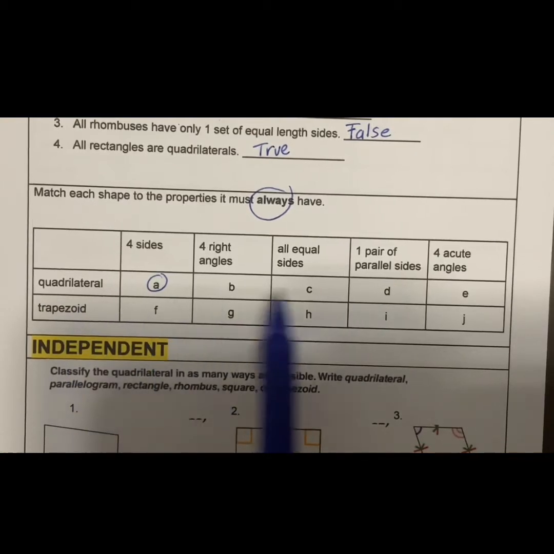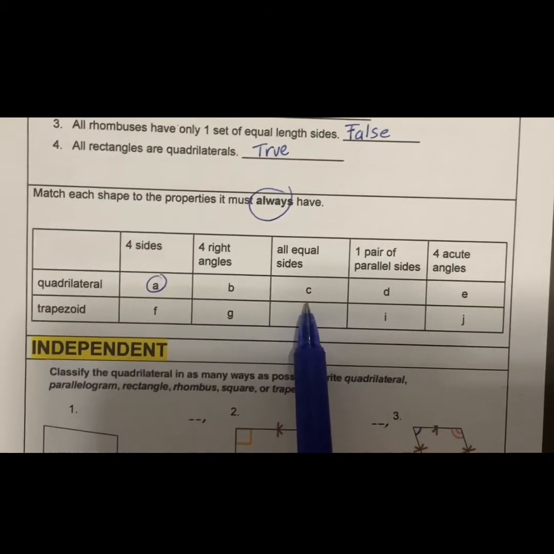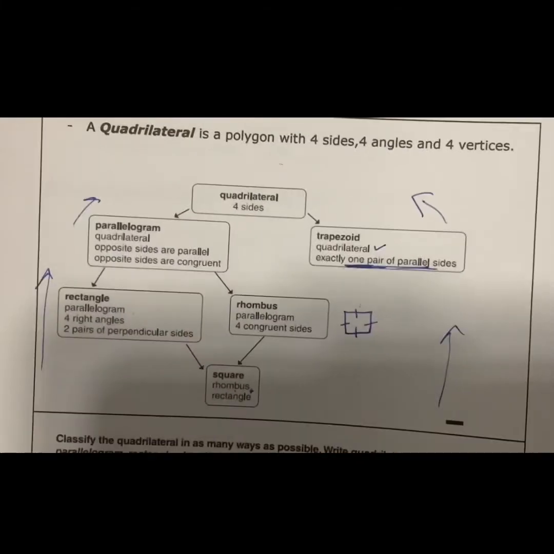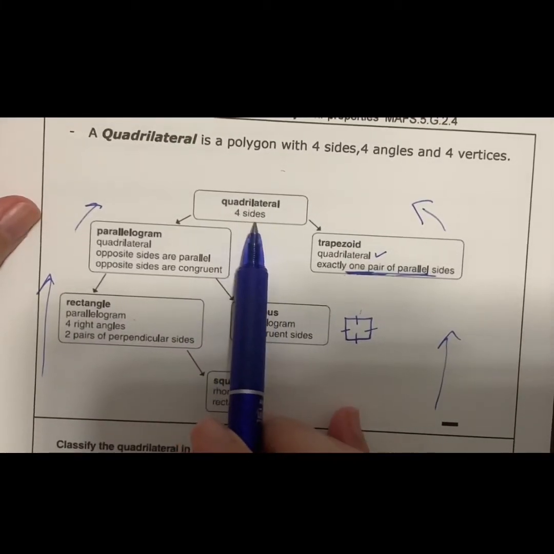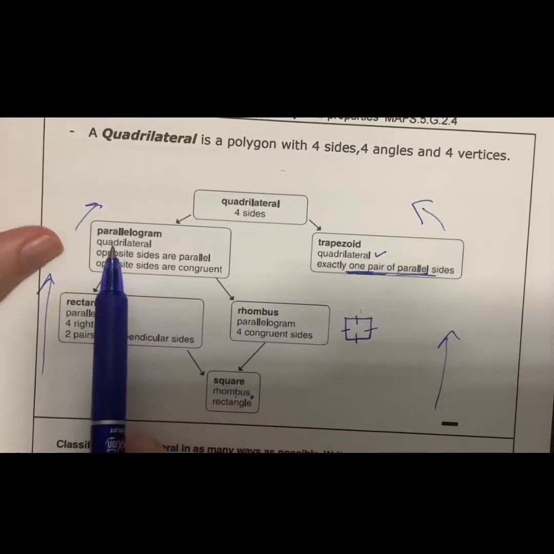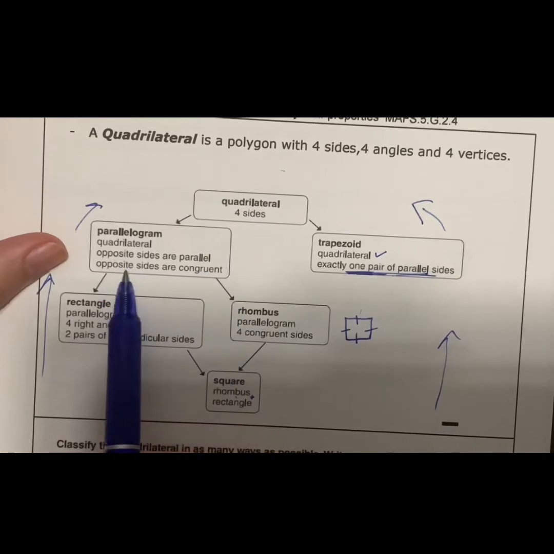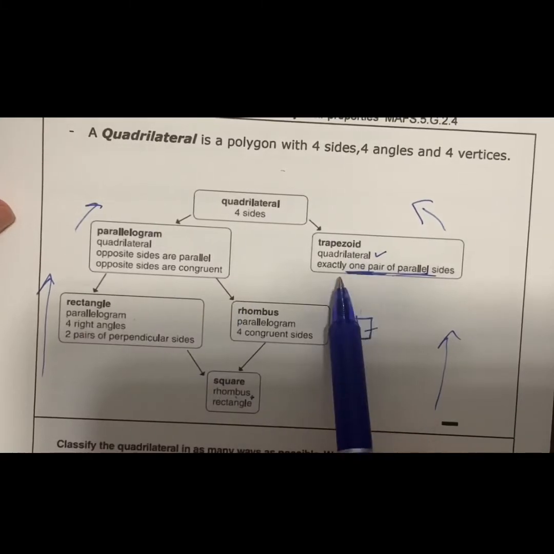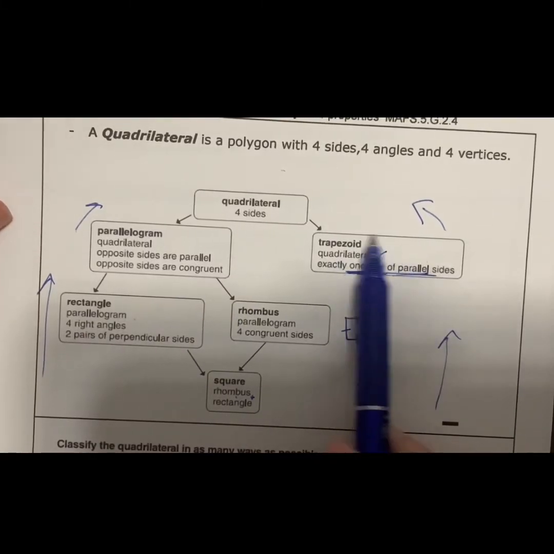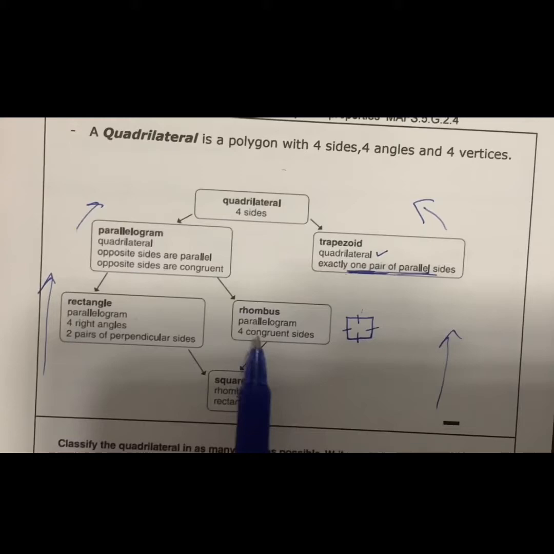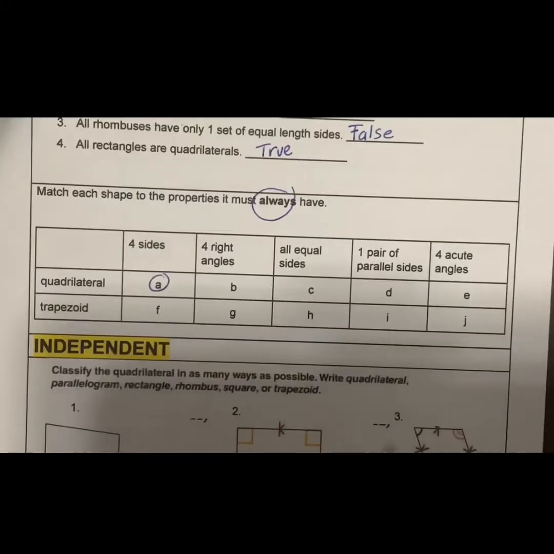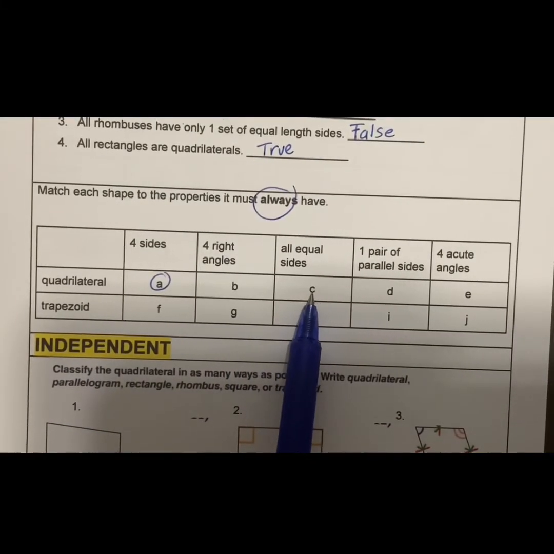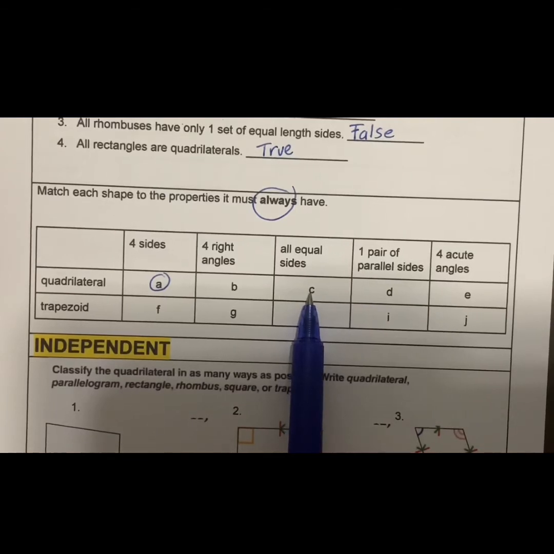Does a quadrilateral have all equal sides? So let's see. A quadrilateral only has 4 sides. If a quadrilateral is also a parallelogram, only opposite sides have to be congruent. It says here, only 1 pair of parallel sides, nothing about equal sides. Only a rhombus has to have all equal sides. So a quadrilateral could have all equal sides, but does it always have to have equal sides? No. So that's not correct either.